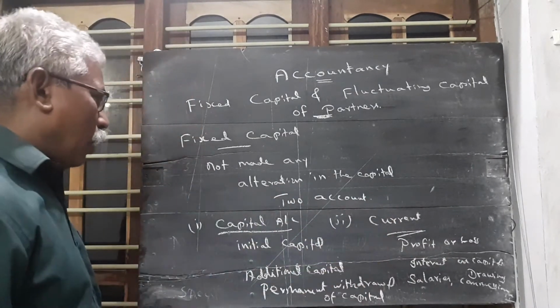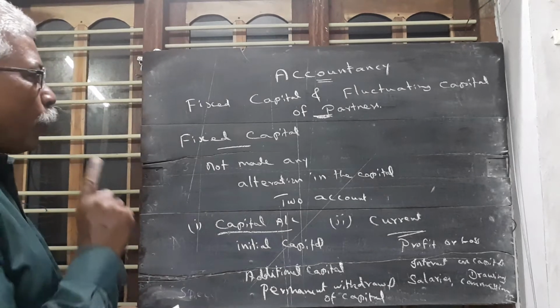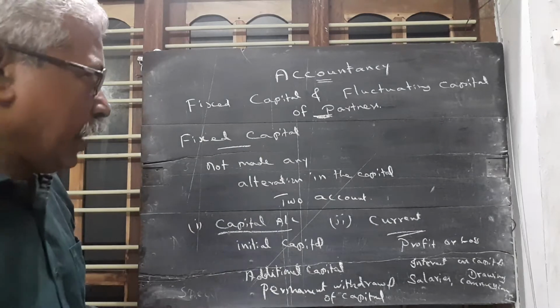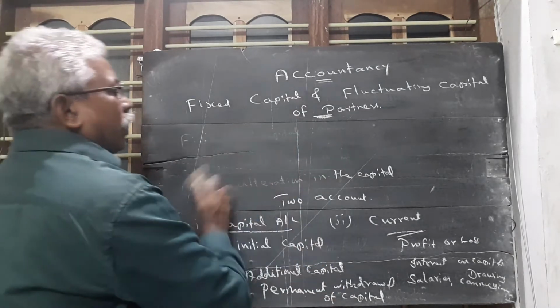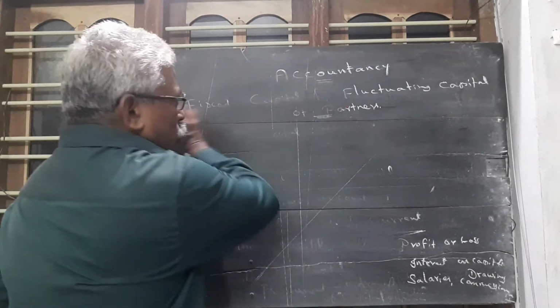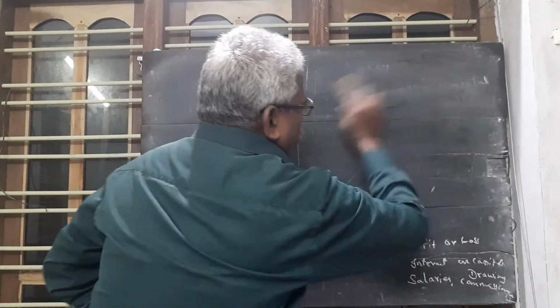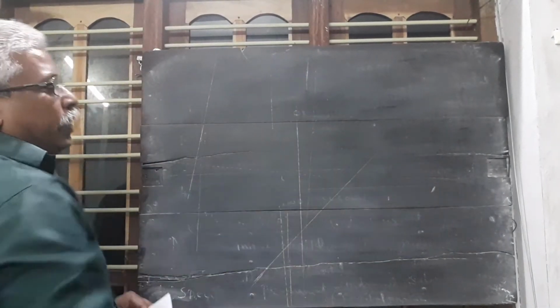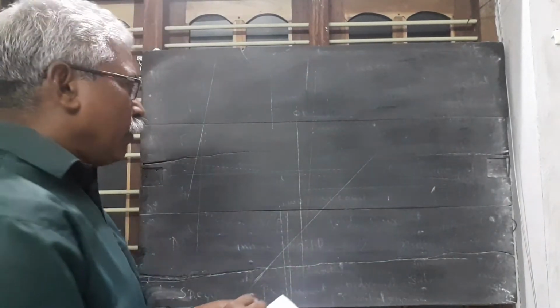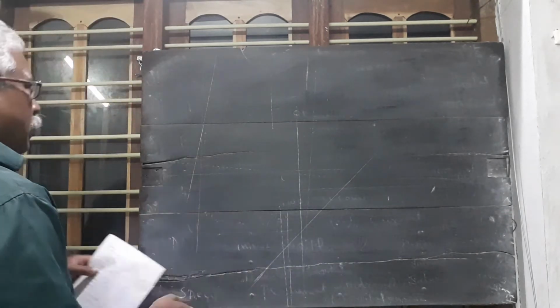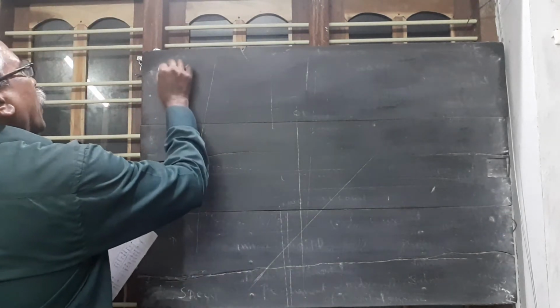Now, I want to explain one problem from the fixed capital method. How do you solve the problem? Question number 1. Today I want to explain only two questions: one question from the fixed capital method and another from the fluctuating capital method. I will write the question on the blackboard. Then question number 1.